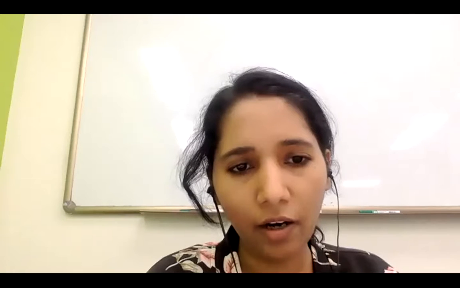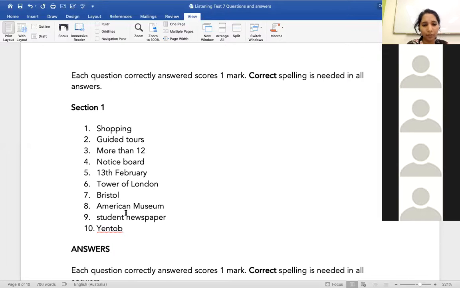Sorry, can you spell number 7, the Bristol? Bristol. You're not able to see the answer. I'm not sharing the screen, is it? We're not able to see the questions. American Museum or America Museum? Is it with N at the last? Yes, it's American Museum.